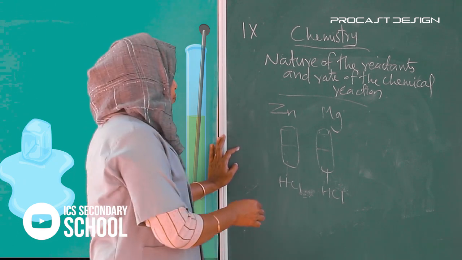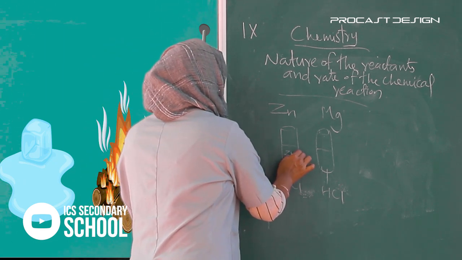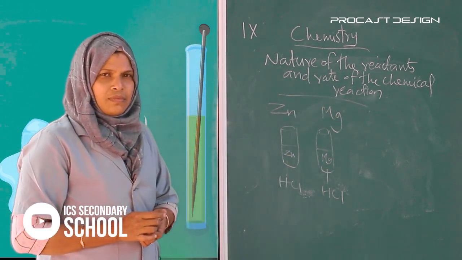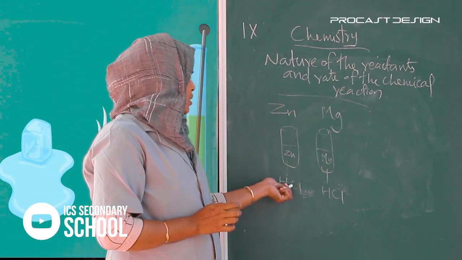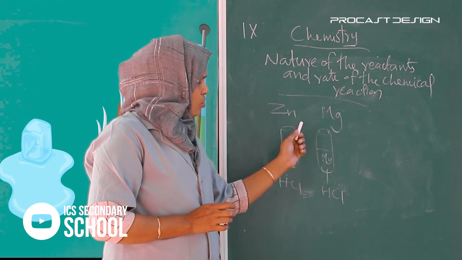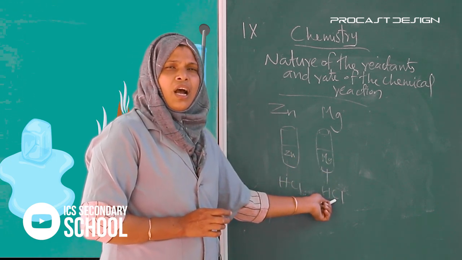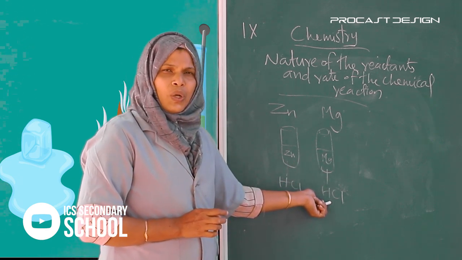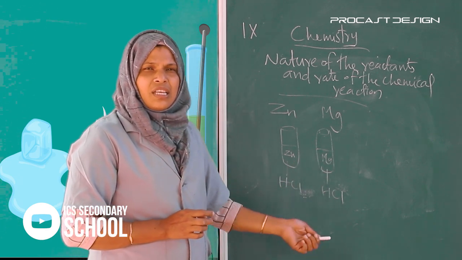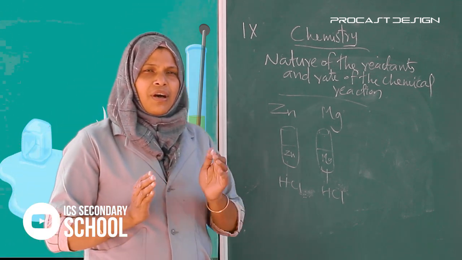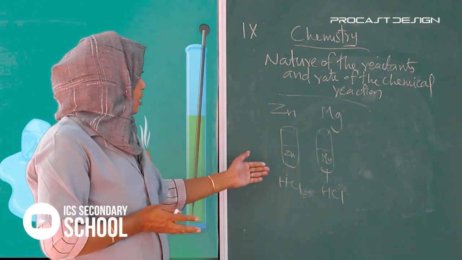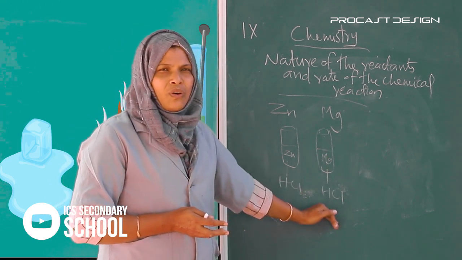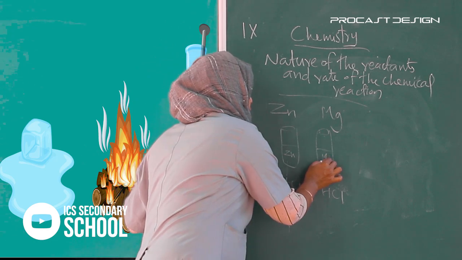Then add first one zinc and second one magnesium. Zinc reacts with the hydrochloric acid and also magnesium reacts with the hydrochloric acid. But in the case of magnesium plus hydrochloric acid, the reaction occurs very fast compared to zinc with HCl. Here the magnesium reacts with hydrochloric acid and hydrogen gas is evolved.